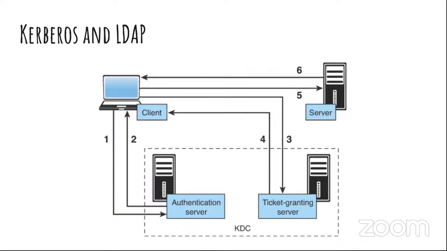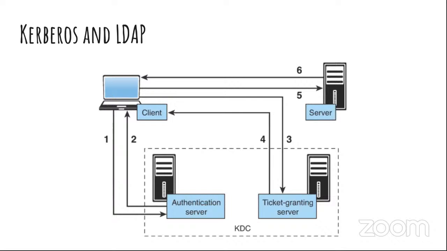Kerberos and LDAP. A quick recap on how Kerberos works, because it's not quite straightforward. A client sends a request to the authentication server. That authentication server will send a session key and a ticket granting ticket that is used to verify the client's identity.